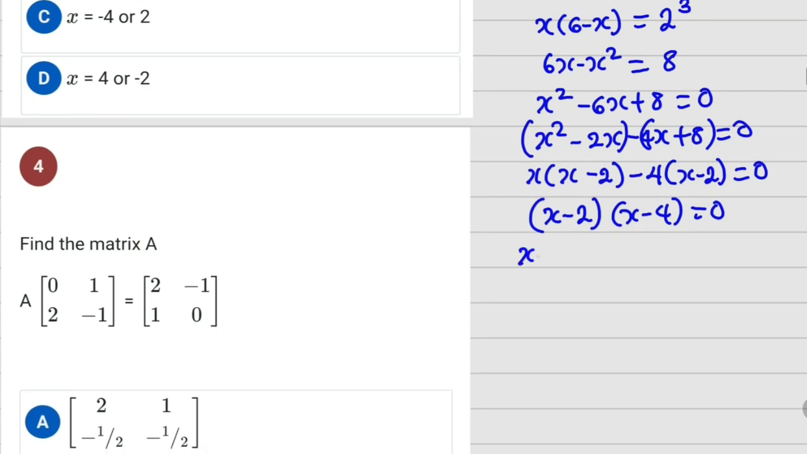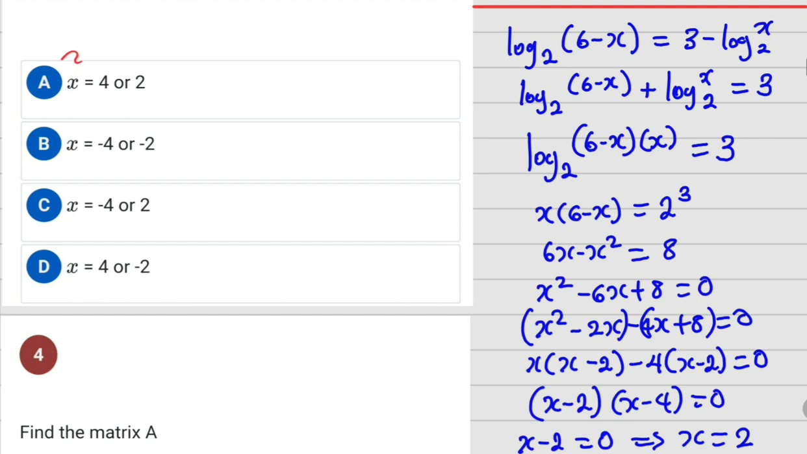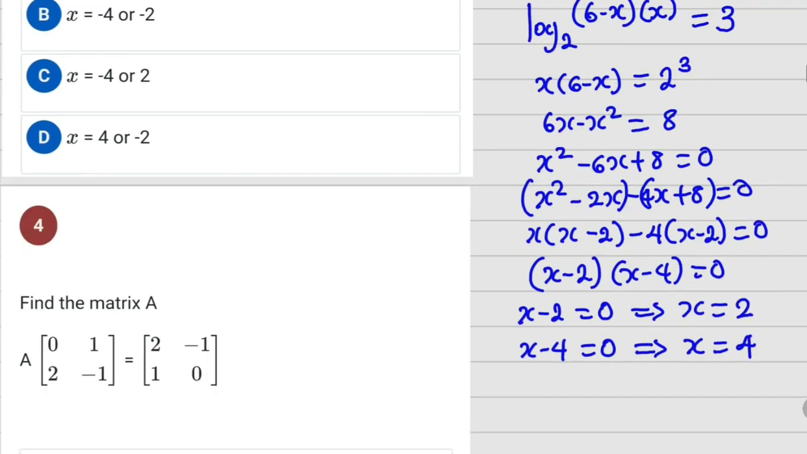So in this case, x minus 2 equals 0, which implies that x equals 2. Then x minus 4 equals 0, which implies that x equals 4. So the values will be 2 and 4. Where do I have that? I have that as A. So I've gotten this answer now. The answer is A. So let me move to question 4.